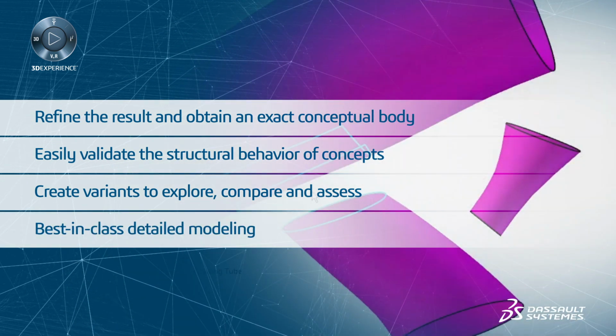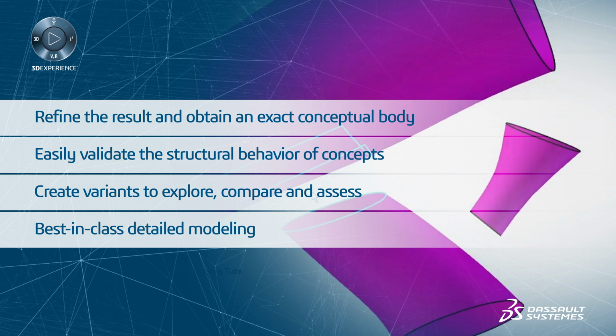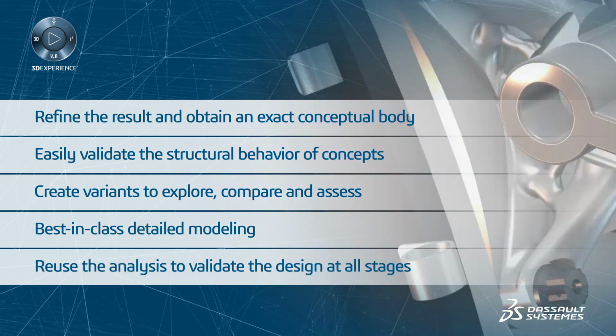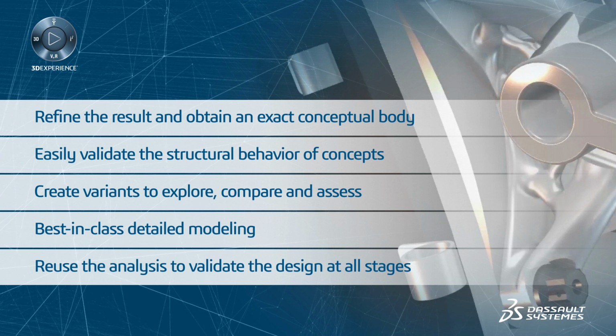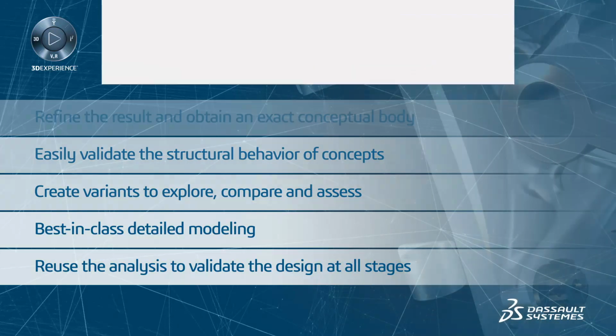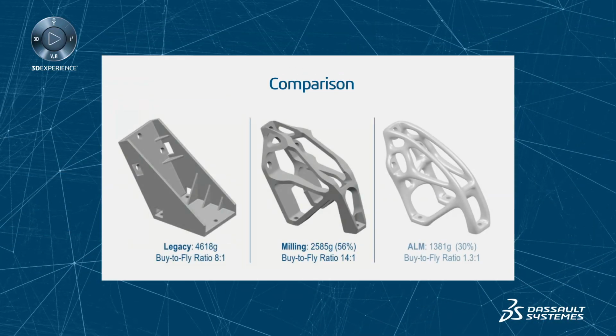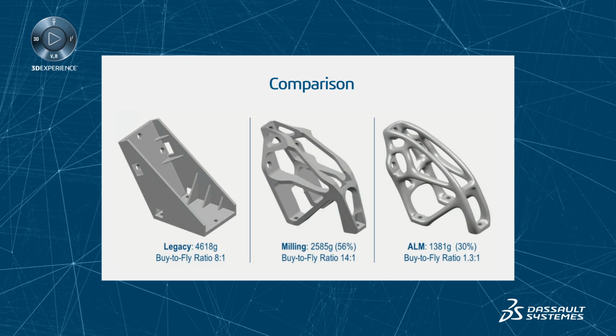CATIA's best-in-class detailed modeling simplifies part refinement. You can reuse the analysis to validate the design at all stages of the process. All of these benefits combine to make CATIA a unique solution that delivers a real competitive advantage to address today's market needs.